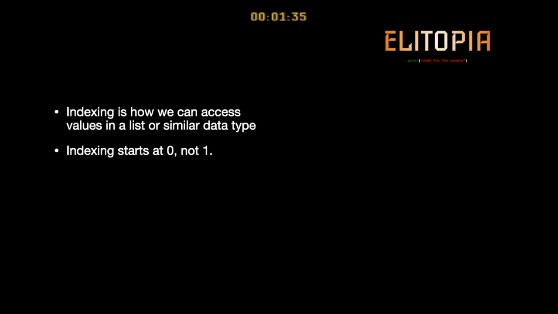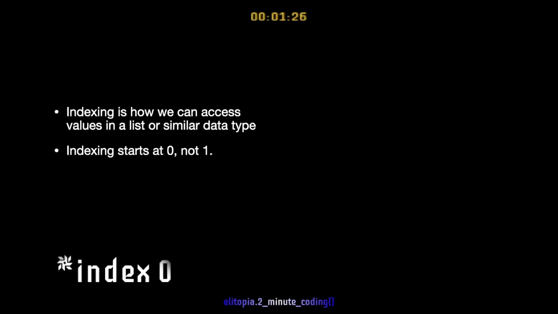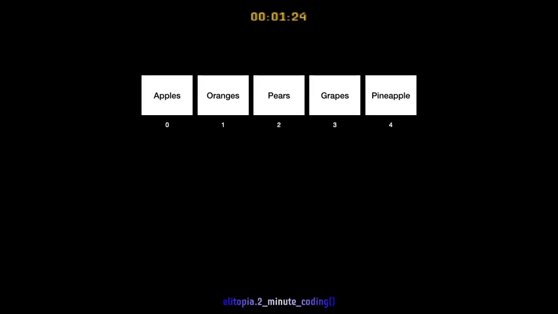Indexing starts at 0 though, not 1, so the first item on your list, say your shopping list, is not going to be numbered as number 1, it'll start as number 0. So here's a quick example. If our list goes apples, oranges, pears, grapes, pineapple, and say let's call that our shopping list. The first item on our list, which is apples, is not item number 1, it's item 0. Oranges is 1, pears is 2, and so on.